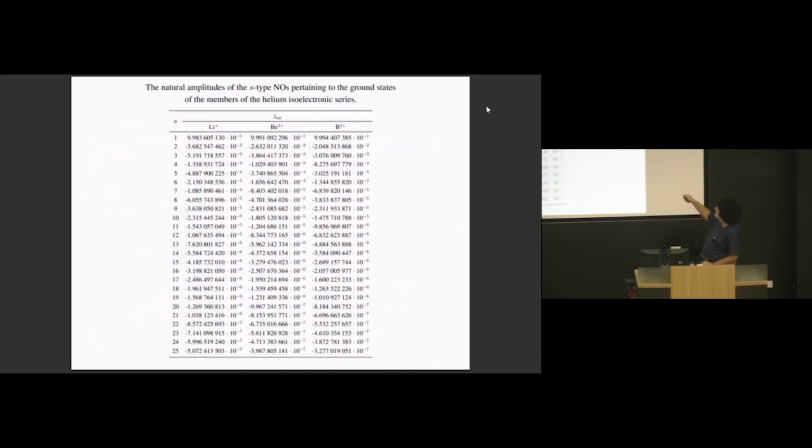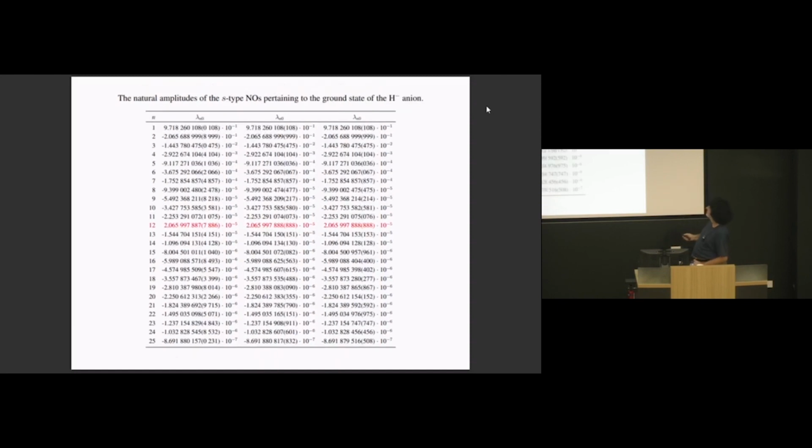Here are natural amplitudes for lithium plus, beryllium 2 plus, boron 3 plus. Those are S-type, and you can see, except for the first one, they're all negative, the so-called normal pattern of natural amplitudes. But if one looks at the H minus ion, there are some ugly guys sticking out, which have positive natural amplitudes. That's for 2-electron systems, but for many-electron systems, we don't have natural amplitudes. We only have occupation numbers. So what can we do?